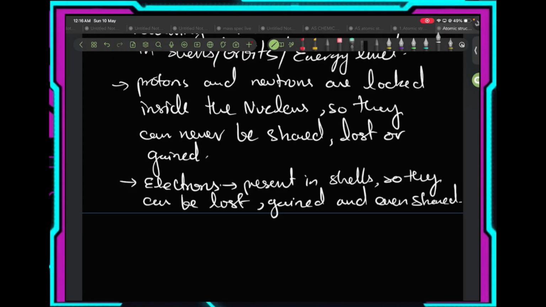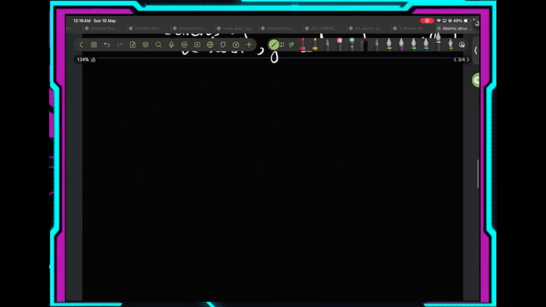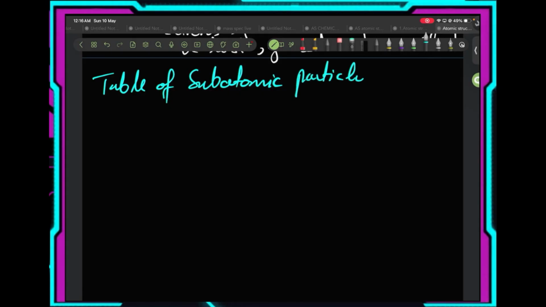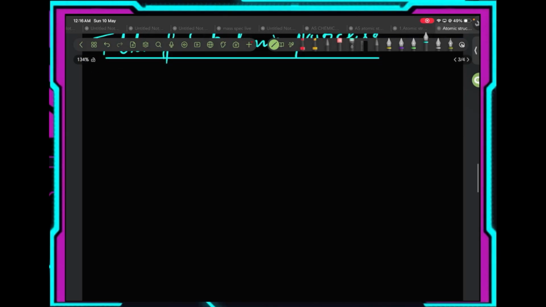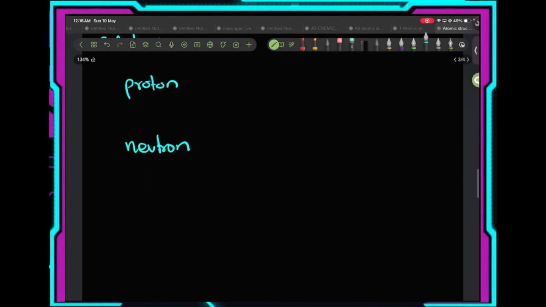Now let's move on to some of the properties of these subatomic particles. Okay, so let's make a table of subatomic particles. So we have the subatomic particle. We have three subatomic particles. There is proton, there is a neutron, and there is electrons.